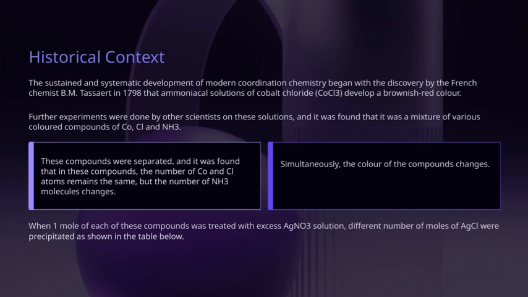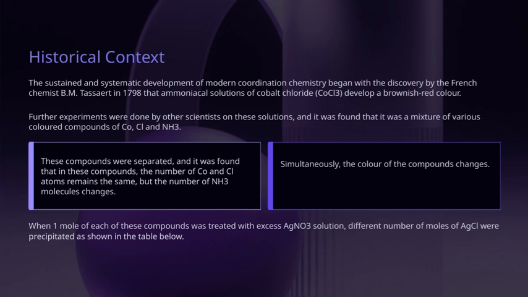When we treated 1 mole of each of these compounds with excess silver nitrate solution, we observed that different amounts of silver chloride precipitated, as shown in the table. This indicates that the compounds have varying chloride contents. Furthermore, we separated these compounds and found an interesting pattern. The number of cobalt and chloride atoms remains constant across them, but the number of ammonia molecules varies. This suggests that ammonia is the variable component affecting the compound's properties.